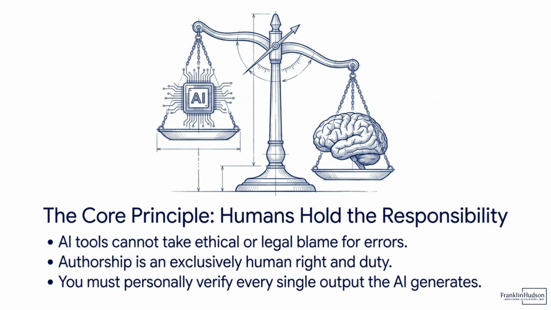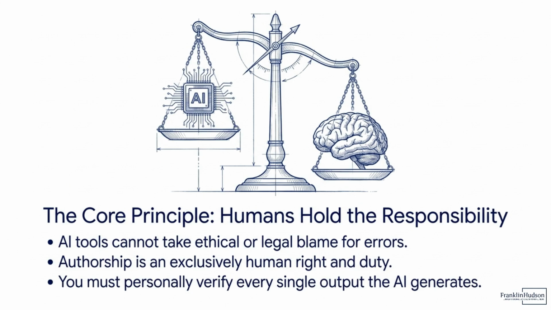Before we examine specific tools, we must address the fundamental pillar of academic conduct, the principle of individual responsibility. In the age of automation, it is easy to view AI as an autonomous agent, but in the eyes of the scientific community and Franklin Hudson, the AI is merely a sophisticated instrument. Just as a scientist is responsible for the accuracy of their microscope or the validity of their statistical software, you are the sole guarantor of your research output. AI tools cannot hold legal or ethical blame. They lack the capacity for conscience or accountability.